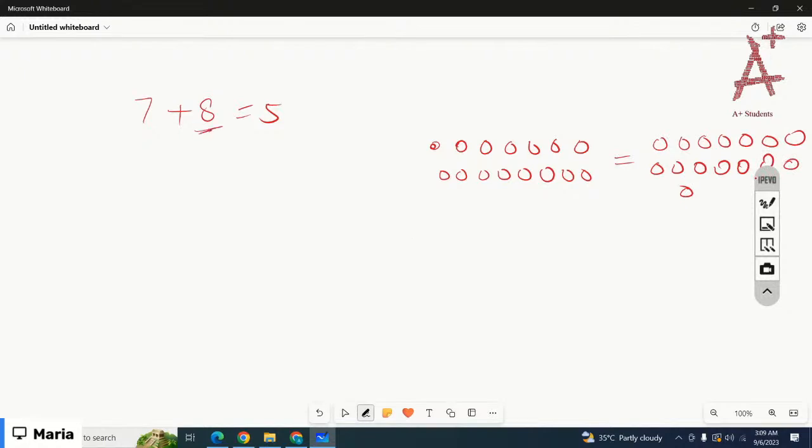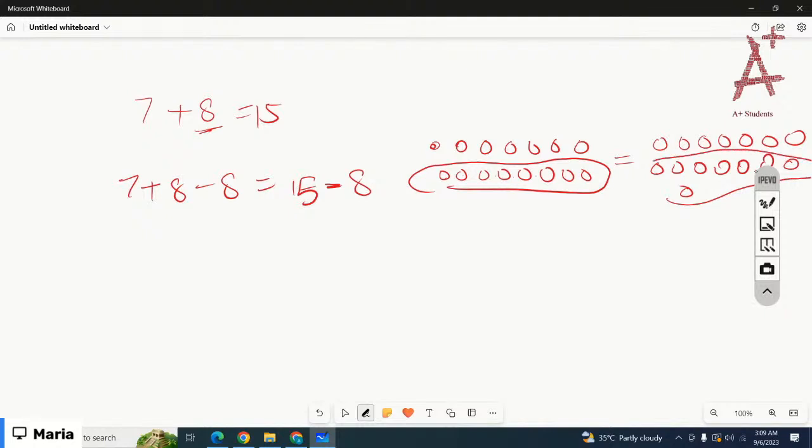Let's subtract 8 from both sides. It would be 7 plus 8 minus 8 equals 15 minus 8, right? So you have to subtract 8 counters. These 8 counters you're going to subtract from these sides. Count the counters you're left with: 7 on this side, and 7 counters on this side, because I performed the same step on both sides, right?